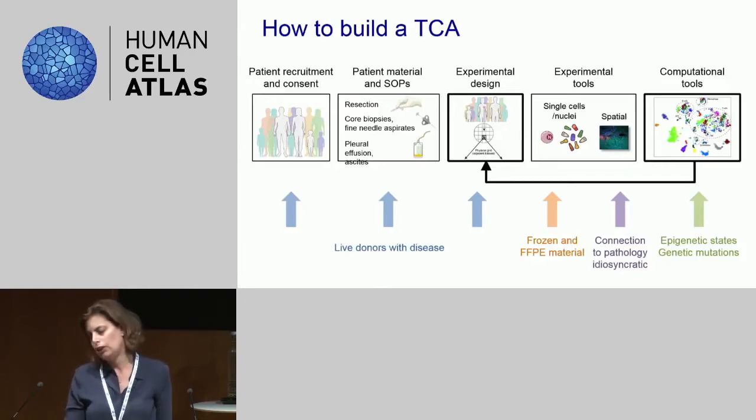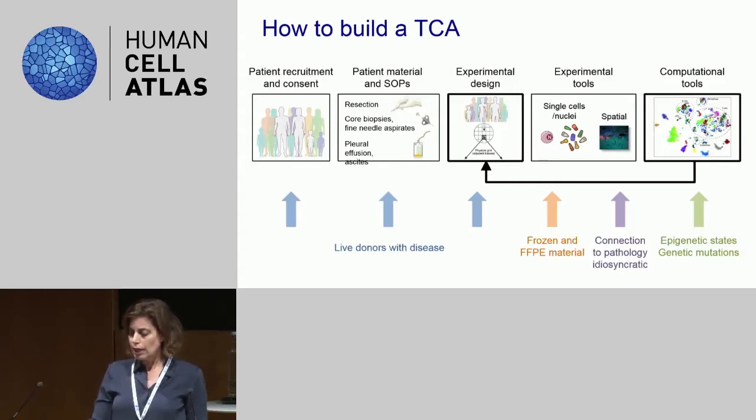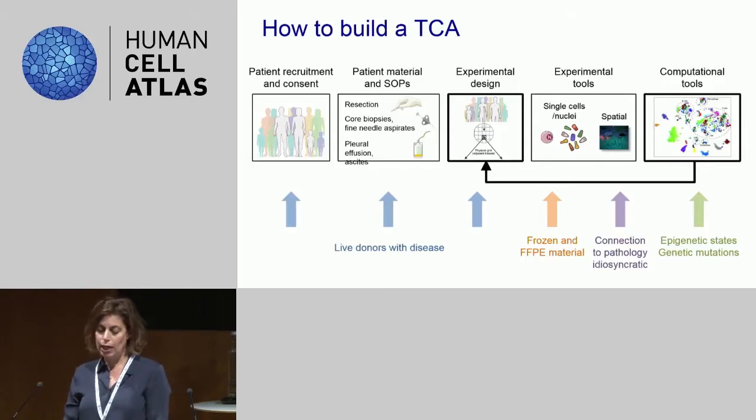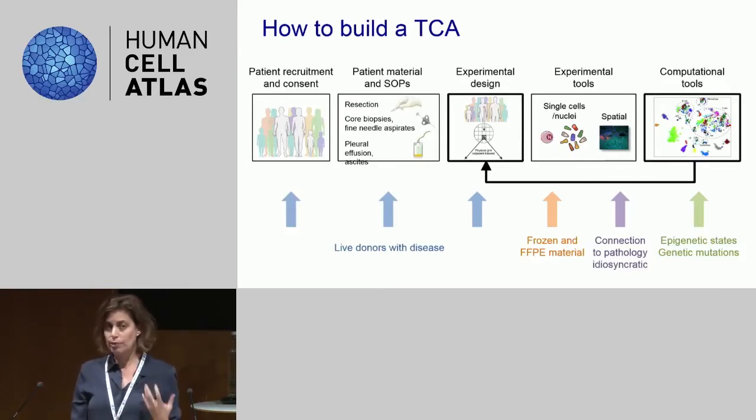So tumors actually pose specific challenges. First of all, we are dealing with tissues from live donors that have disease. And this can affect the patient recruitment, the SOPs, the experimental design, and so forth. In terms of single cells and single nuclei, we want to be able to have access to frozen and FFPE material, which is most of the material for many of the tumors. And sometimes it's very important to actually have this.